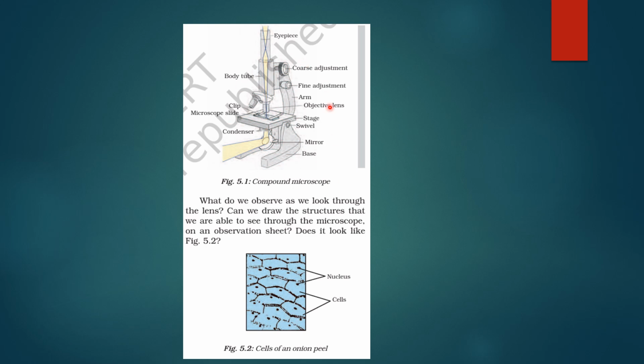So here is a compound microscope. It is shown to you. Eyepiece, coarse adjustment, fine adjustment, all these you can see on the microscope in the laboratory, right? Now, what do we observe as we look through the lens? Can we draw the structures that we are able to see through the microscope on an observation sheet? If you draw, you will see a structure of this type. These are the cells of an onion peel. These different structures that are forming are cells, and you will see dots in every cell. These are nuclei.